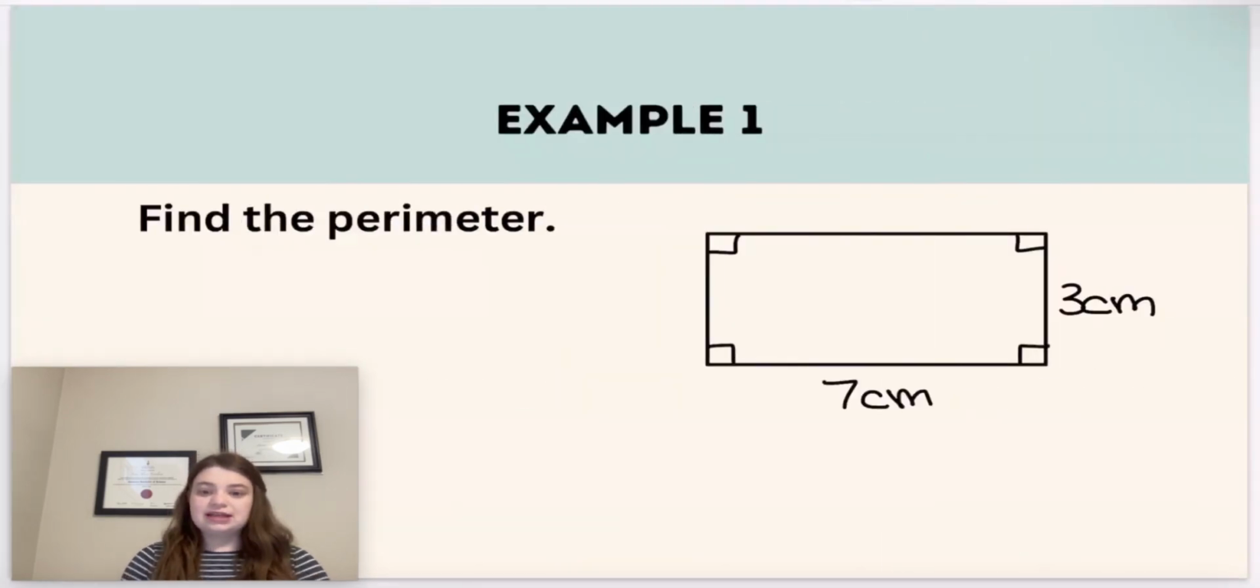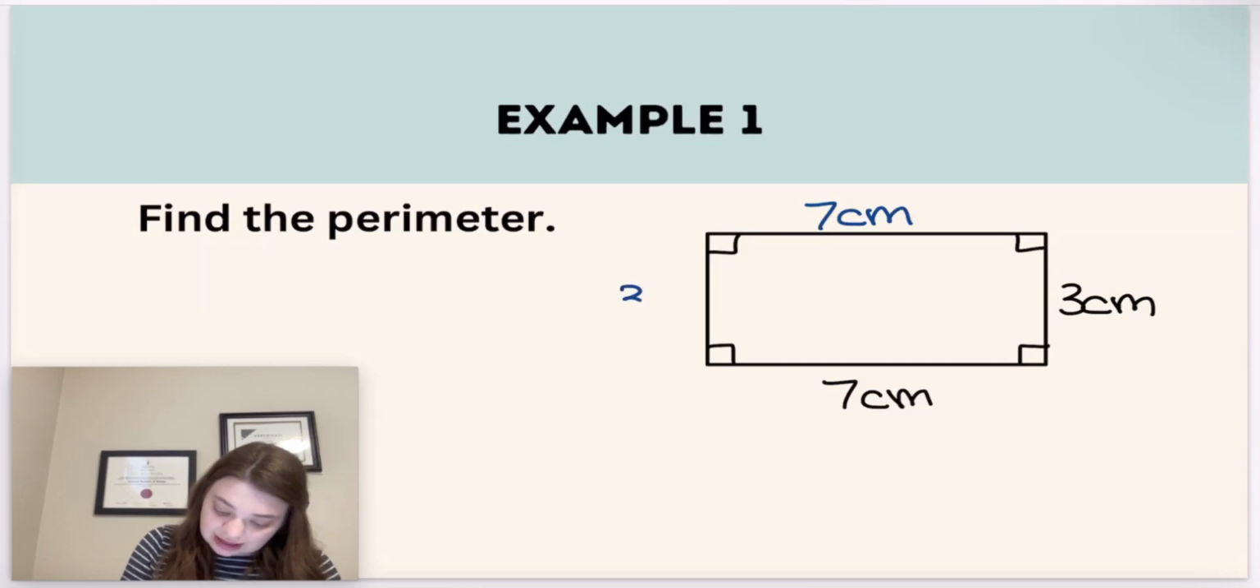So here's the first example. Here we want to find the perimeter of this rectangle. So the perimeter can be found by just adding up all the side lengths. In this case, because we know it's a rectangle, we know that the opposite sides are congruent. So that means that this side is 7 centimeters and this side is also 3 centimeters as well.